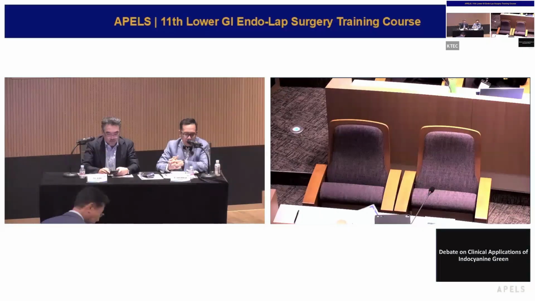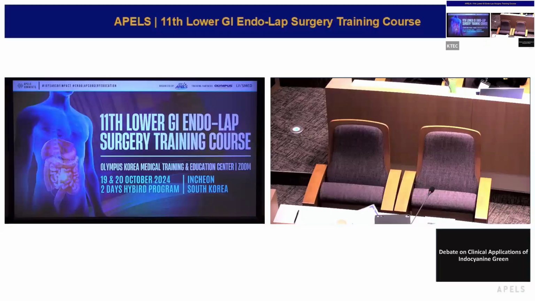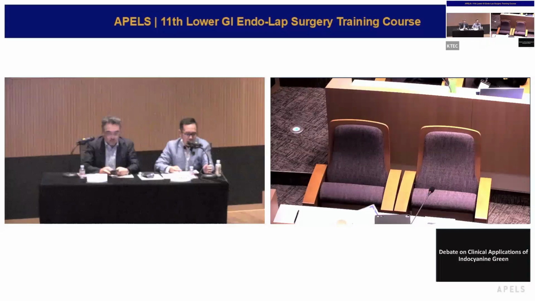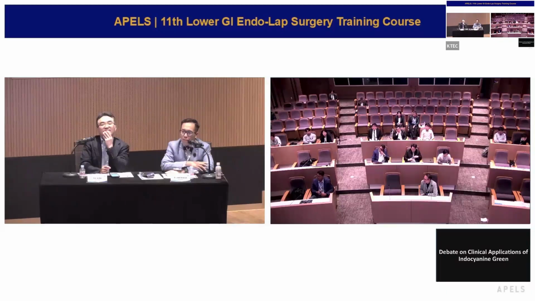Number one, they use evidence on the last few slides as a debate, and sometimes if you analyze the evidence, you can believe it or you cannot believe it. But I think Professor Lee has a very strong point because he used the evidence and he used guidelines to say that ICG lymphography should be in the research phenomenon rather than routine practice. So if you use that, his debating power is very strong.